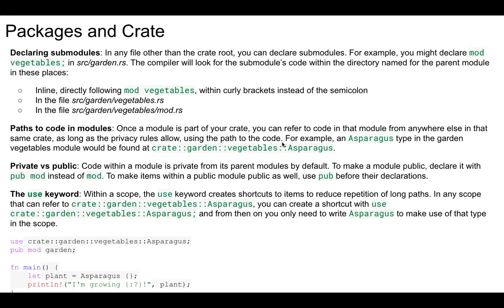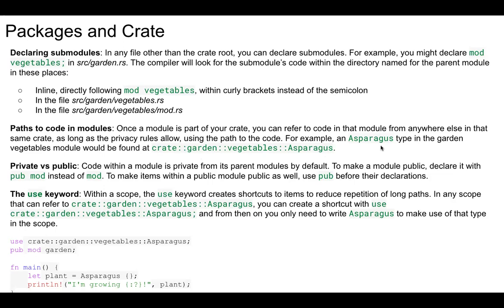So the absolute path is here. Say, for example, each section of the path is separated by two colons. So the topmost is crate, followed by the top-level module, followed by the submodule. Okay. Now, again, if there is another module called asparagus in vegetables, it will be accessed this way.